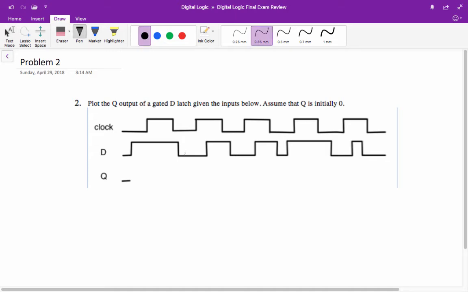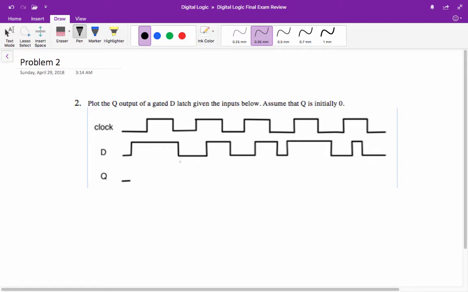This is question 2 from the final exam review worksheet. Here we're supposed to plot the Q output of a gated D latch given the inputs below. Assume that Q is initially 0. So it's a gated D latch.